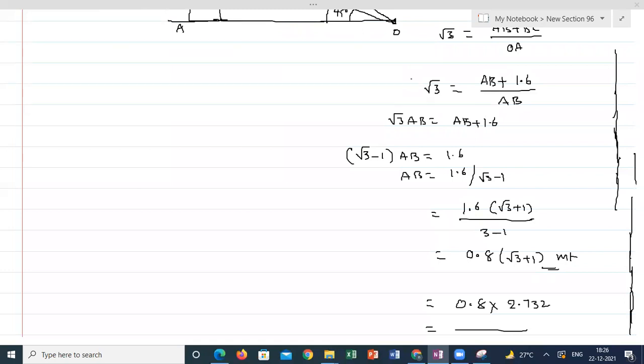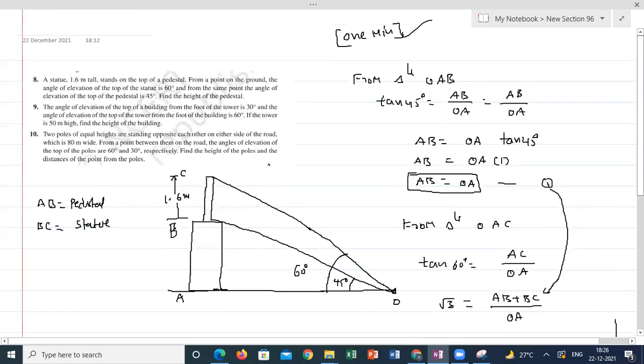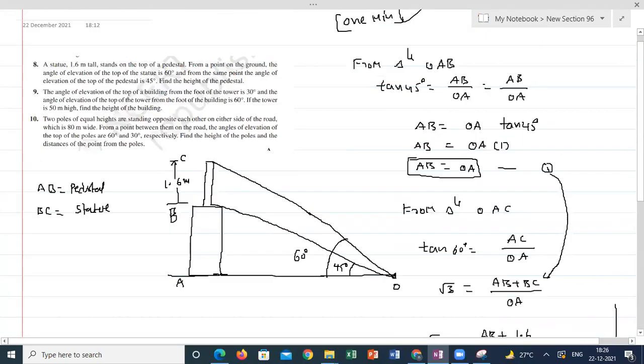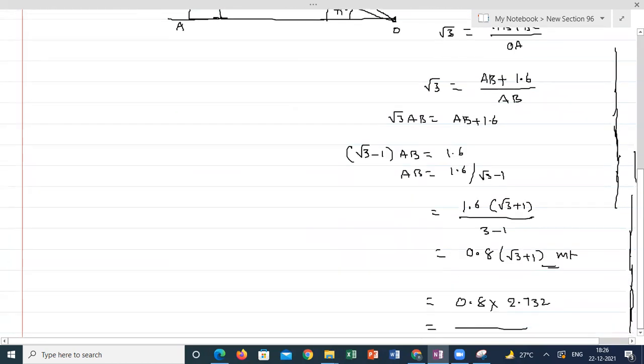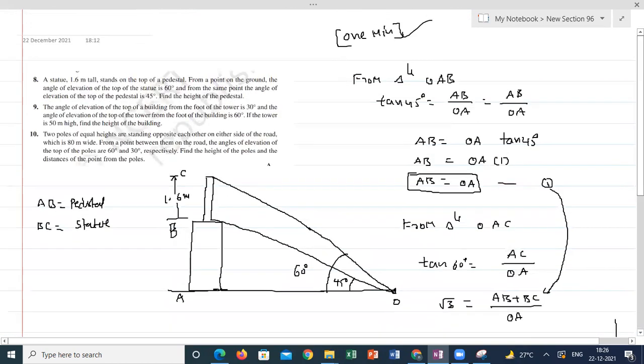This is one of the nice questions where directly you won't get the answer. You have to take one ratio and that ratio should be substituted in the second condition. Solving the second condition will give the answer. First condition, second condition: using the first condition, you have to substitute in the second condition. Solving the second condition will give the answer.